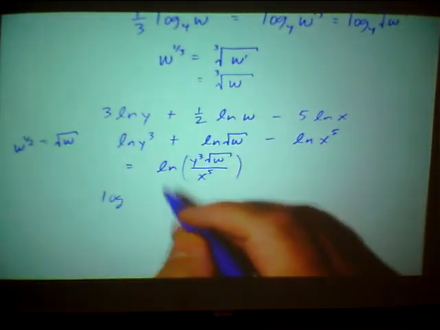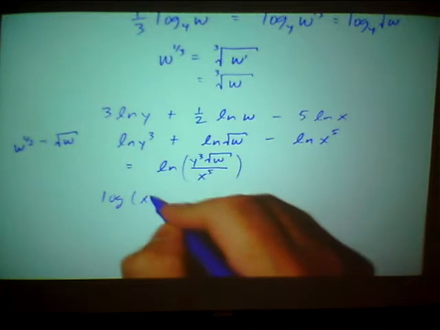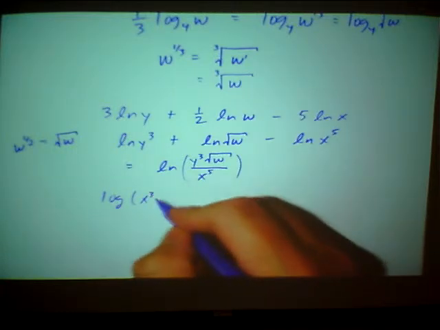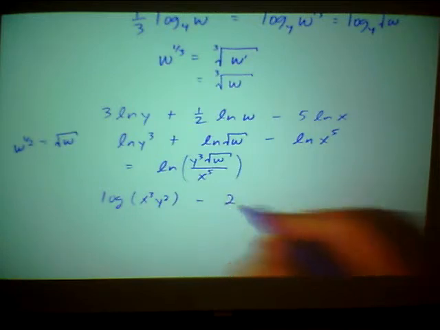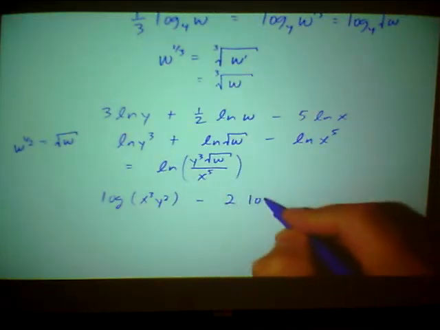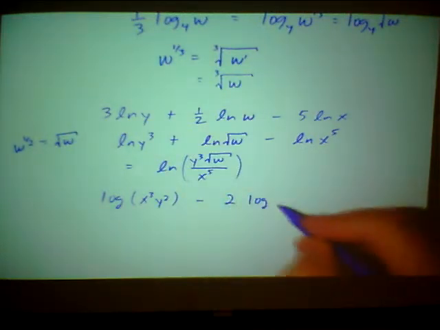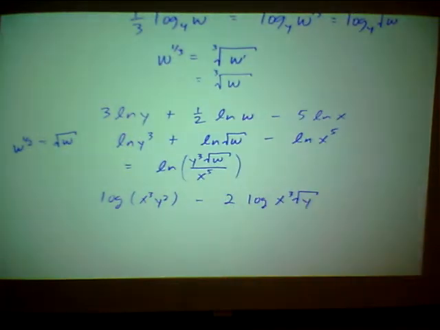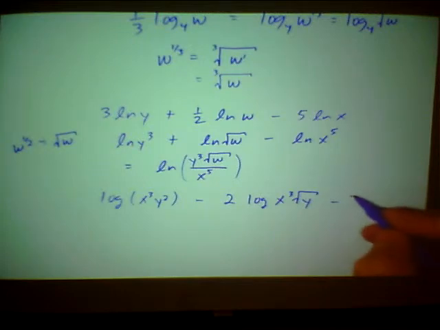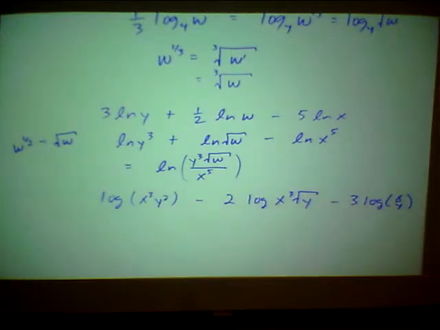Don't know if this is hard or easy, I just wrote it down. We'll see. Log of x cubed y squared. Here, log is base 10, right? Common log, and there's no base there. We know it's a base 10. Minus 2 log x cube root of y minus 3 log of xy.